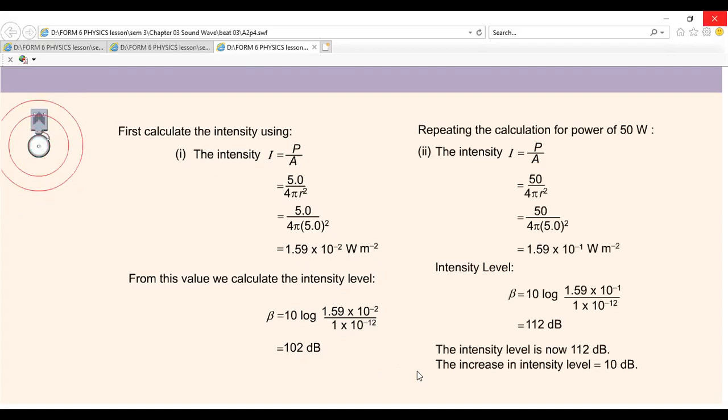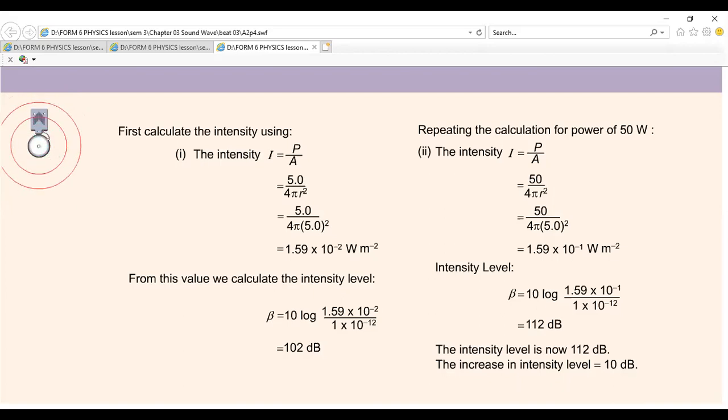If we repeat using a power of 50 watt, whereas just now the power was 5 watt, 10 times more with the same area, we get 1.59 times 10 to the power negative 1. So this means that the intensity level is 112 decibel. The increase in the intensity level from the first example to the second, 102 decibel to 112 decibel, is 10 decibel. These are examples of the formula for the calculation.